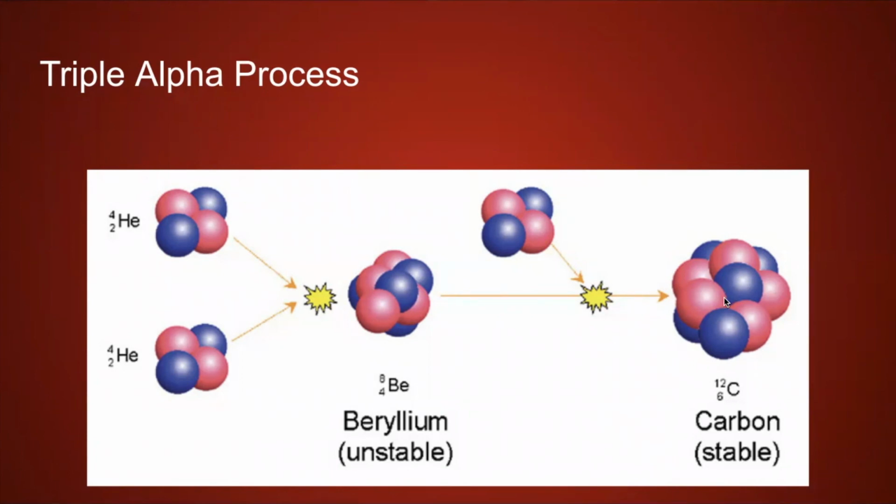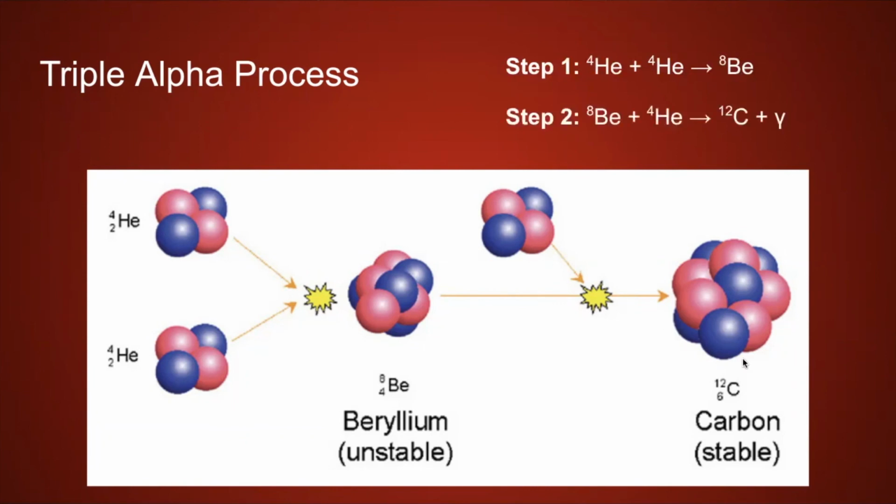The first step is that 2 helium nuclei combine to form beryllium. Beryllium-8 is unstable, so another helium nucleus must quickly combine with it to form carbon-12 and a gamma ray. As with the rest of the nuclear fusion reactions that we've talked about, energy is also released here. At this point in the process, if the conditions are right, carbon-12 can also combine with another helium nucleus to form oxygen-16, which is a stable isotope, and a gamma ray.